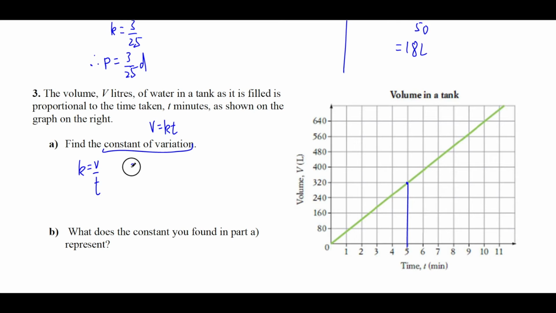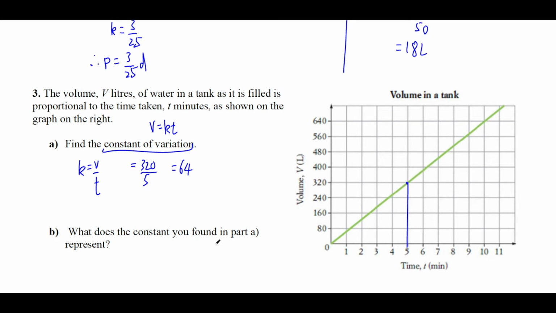So which equals to, the rise is 320, right? 320 over run is 5, right? So what is this equal to? 64. Okay, so that's the constant of variation. So K equals 64.